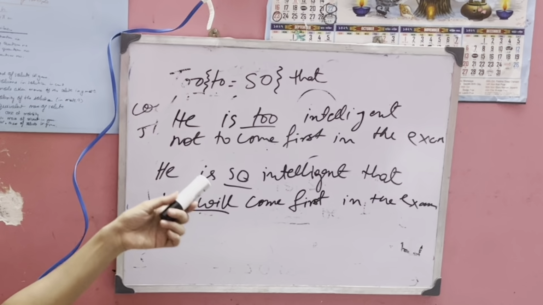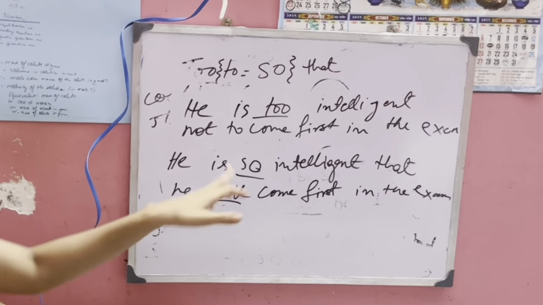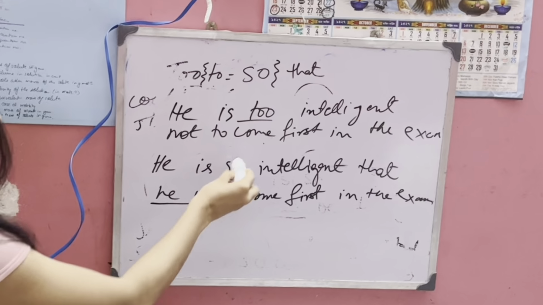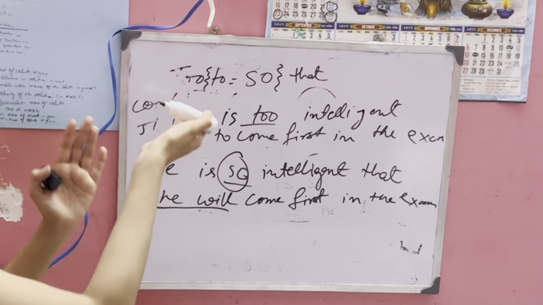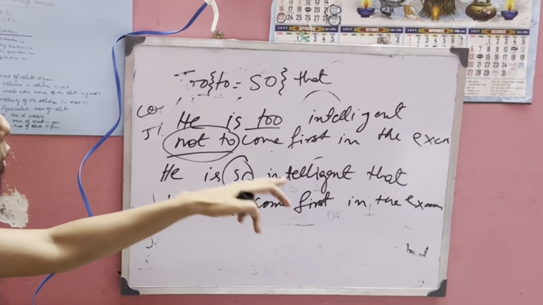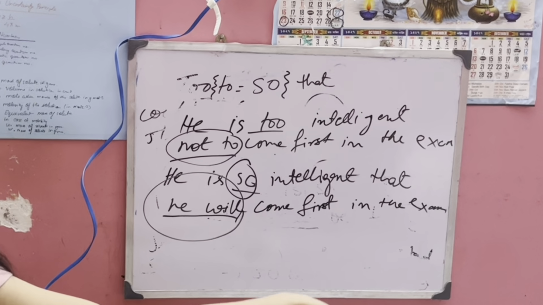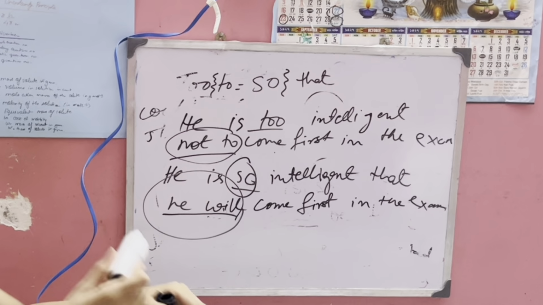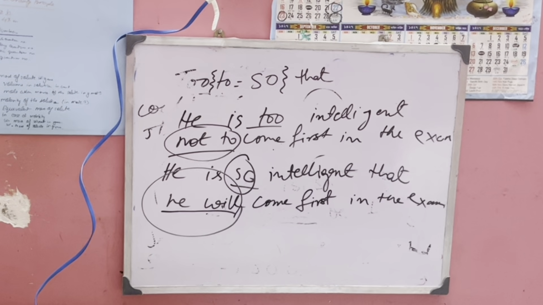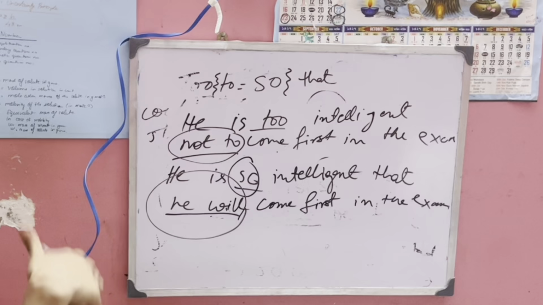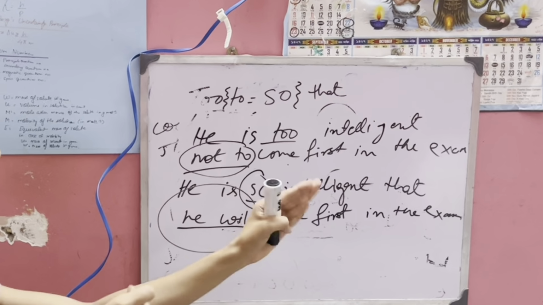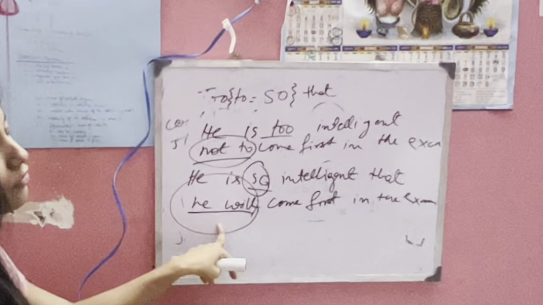So let's have a look at the form if the sentence is a negative sentence. He is too intelligent not to come first in the exam. So this "too" will definitely be replaced by "so". And as I told you, if the sentence is positive, it gets converted to negative and vice versa. So here this is the negative sentence, not to come first in the exam. So he is so intelligent that he will come first in the exam. Now you cannot write he will not come first in the exam. In that case, the meaning would change. What does that mean? That he is very intelligent, that's why he's gonna come first in the exam.